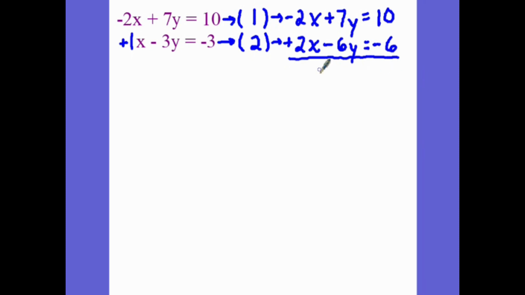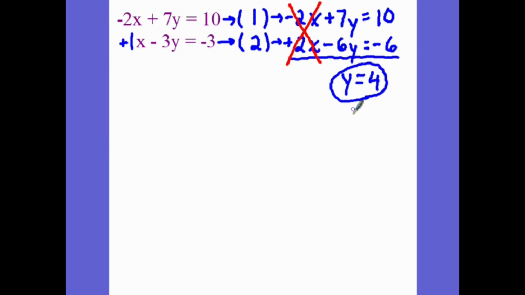Now I'm at the same point that I was at the beginning of the mild problems. You will notice every time that you do this my way, the x's will eliminate. Then we will go straight down. 7y minus 6y is 1y. 10 minus 6 is 4. It's already solved for me, so I can just circle it.